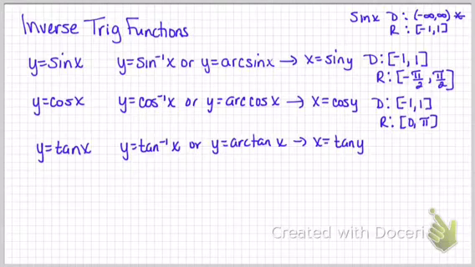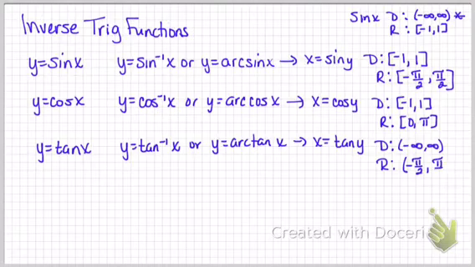So all of these, by the way, when we're looking for x equals the tangent of y, x equals cosine of y, x equals sine of y, we're looking for the angle. And so on here, domain and range is also going to switch. So for tangent, our domain is now going to be negative infinity to infinity, and our range is going to be negative pi over 2 to positive pi over 2.